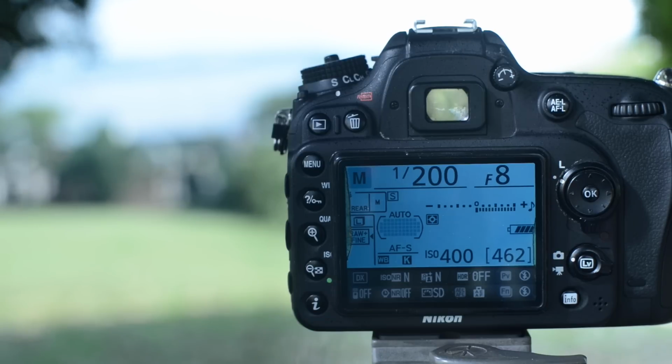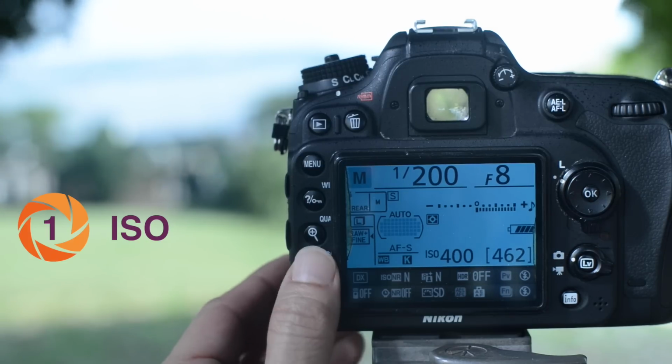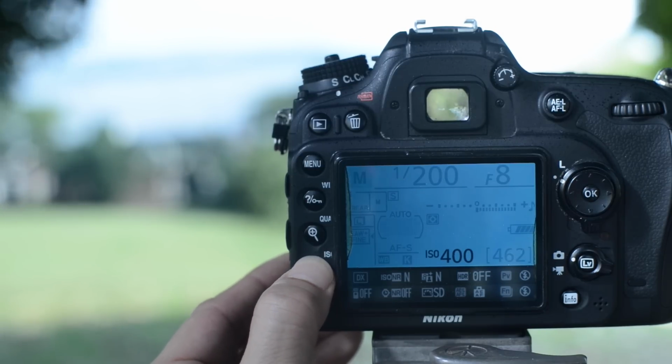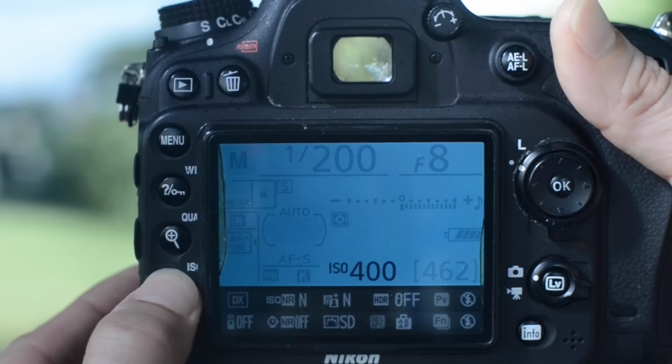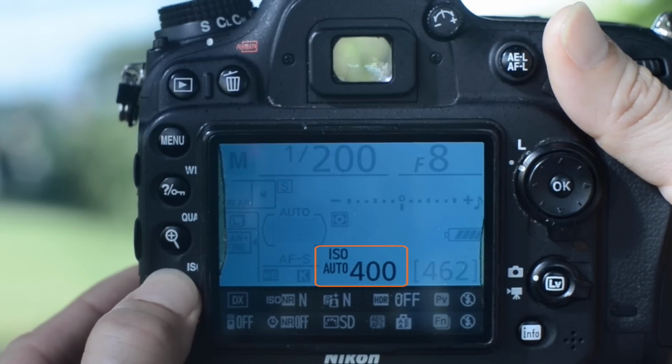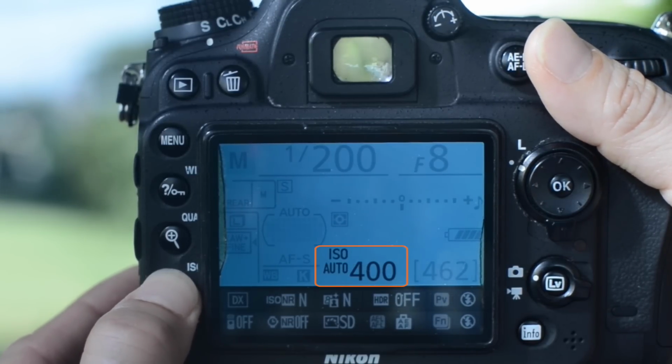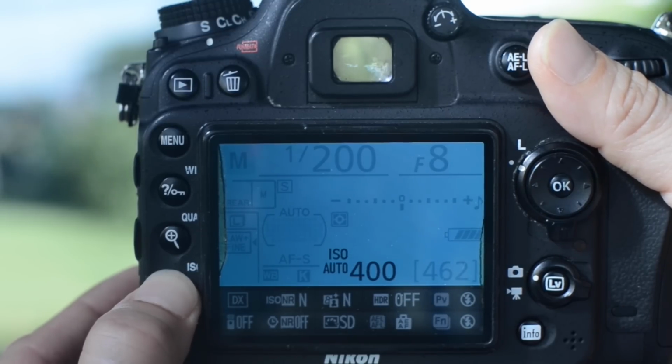Manual mode gives you immense control over your camera's exposure because you now have control on three values. The first one would be your ISO. But instead of changing your ISO, we would suggest that you stick to auto ISO like so, where your camera will help you to determine what ISO to use. That makes life easier for you.